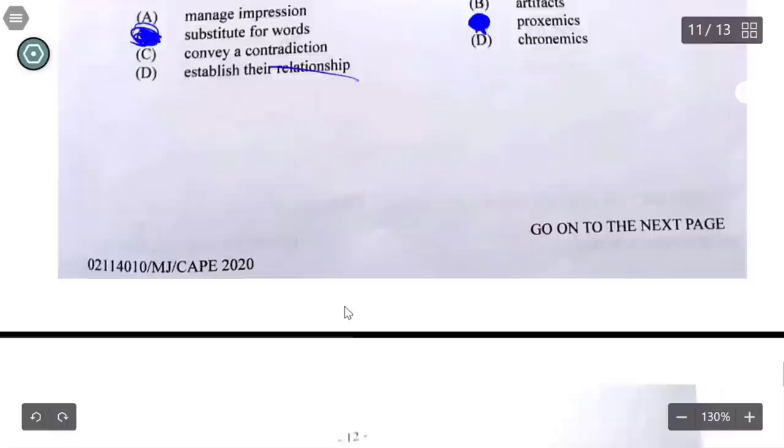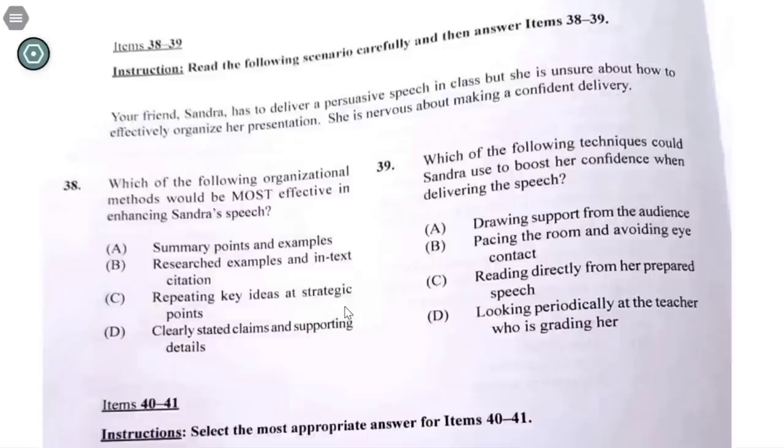38 to 39. Your friend Sandra has to deliver a persuasive speech in class, but she is unsure about how to effectively organize her presentation. She's nervous about making a confident delivery. Which of the following organizational methods would be most effective in enhancing Sandra's speech? Summary points and examples, research examples and in-text citations, repeating key ideas at strategic points, or clearly stated claims and supporting details.